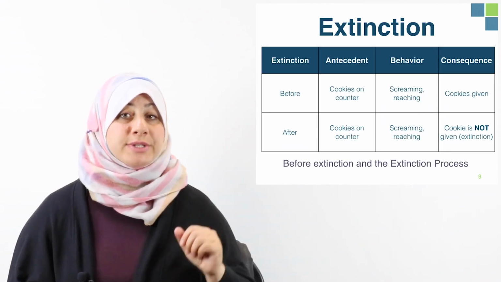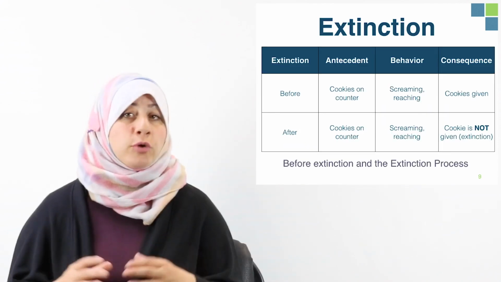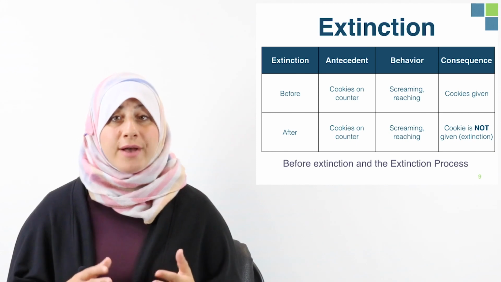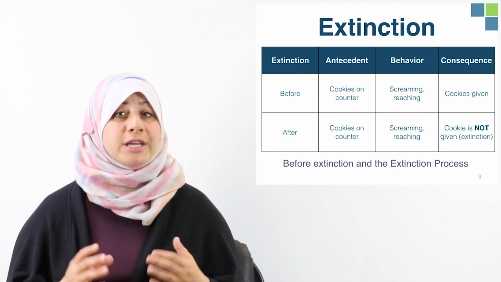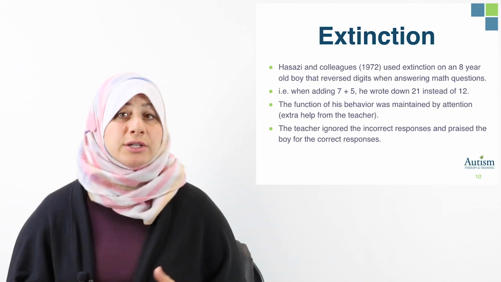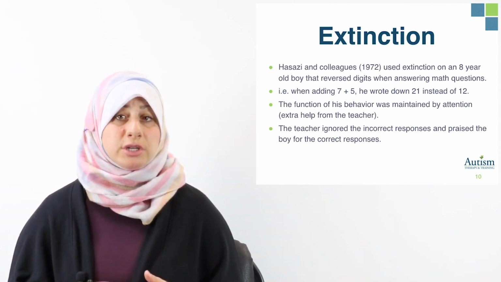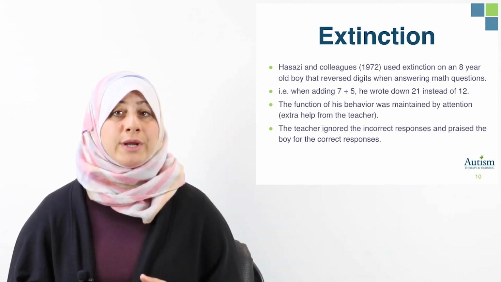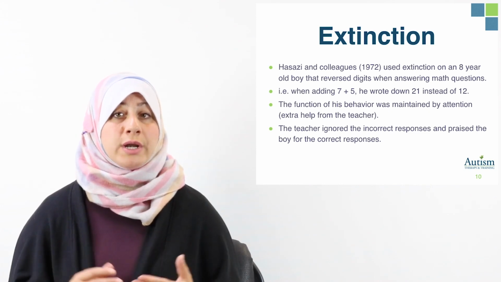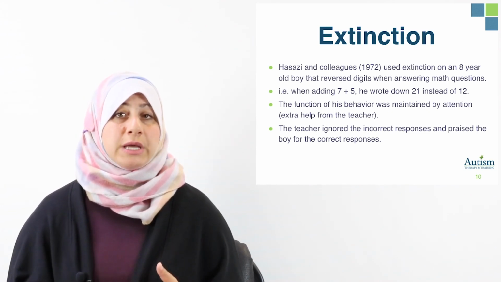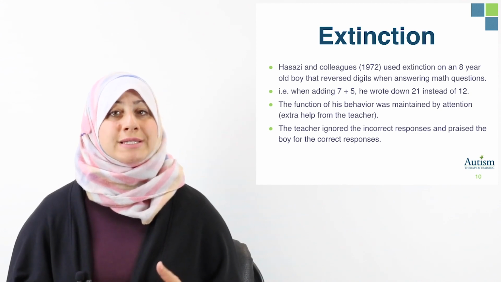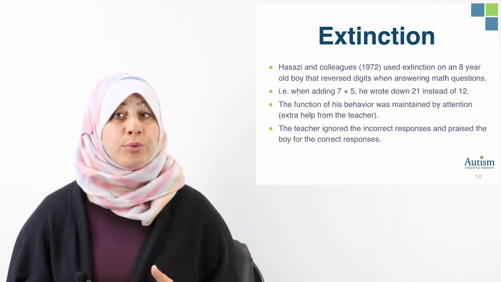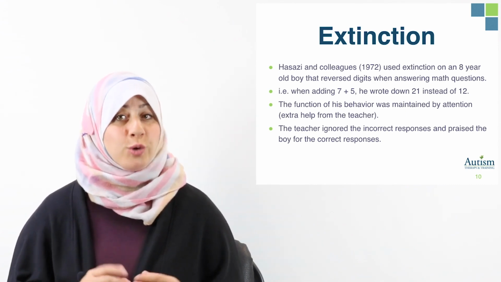Here's a chart to help you see extinction in a clearer manner. Before extinction, the learner would get the cookie when they engaged in problem behavior. However, when extinction is used, the cookie is no longer given. Hazazi and colleagues in 1972 used extinction on an 8-year-old boy that reversed digits when answering math questions. For example, when adding 7 plus 5, he wrote down 21 instead of 12. The function of his behavior was maintained by attention, which was extra help from the teacher. The teacher ignored the incorrect responses and praised the boy for the correct responses only.